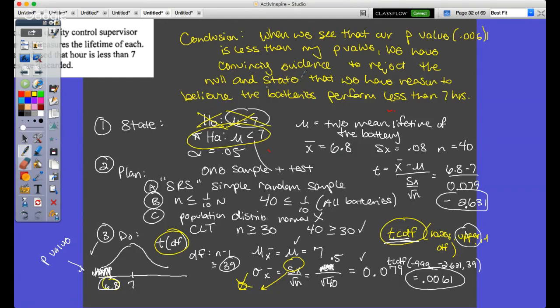So again, what did we do? We rejected the null because it was less than our actual alpha level. Oh, less than my p-value. It should be my alpha level. It's my fault. Less than my alpha level, which was 0.05. That's why it's important to go back through and double check it.